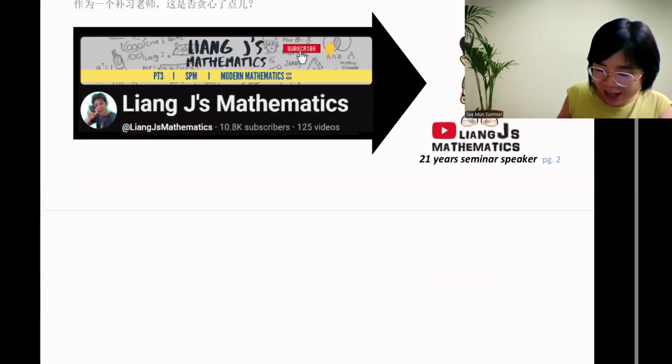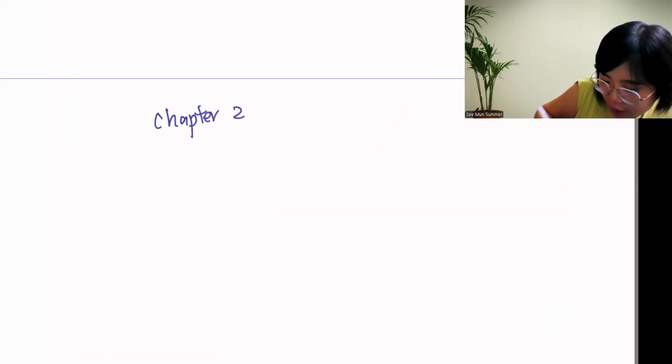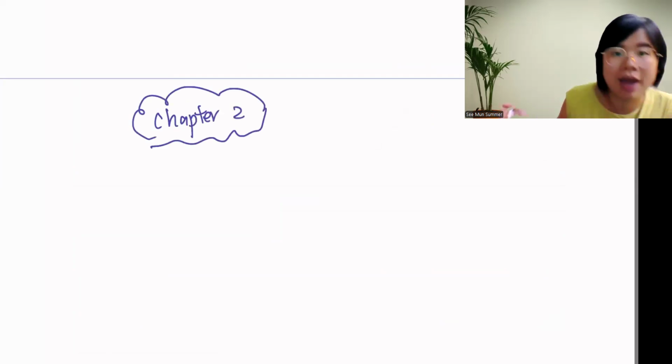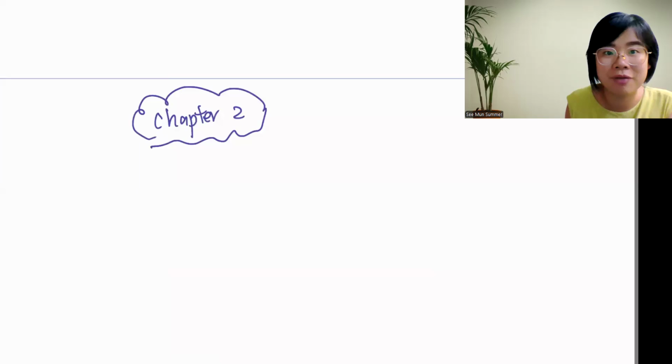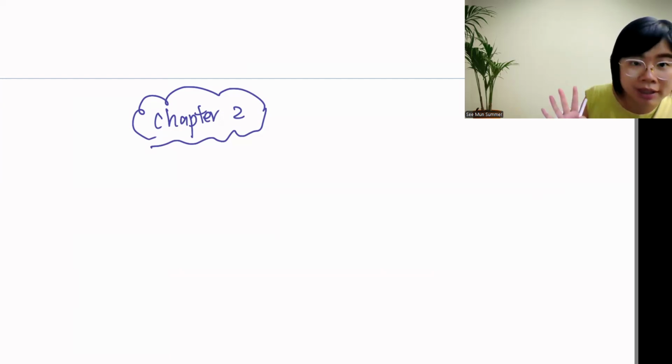So let us start. First thing first, I am going to cover chapter 2 first. Chapter 2, if you are still not familiar, please go back to the notes that we have done. We have done a lot of exercises there, but I want to summarize. As I said, there are 4 formulas you must remember, which is super, super, super important.